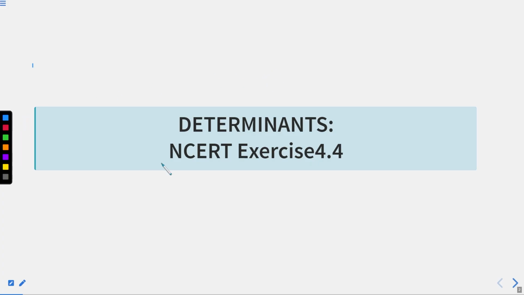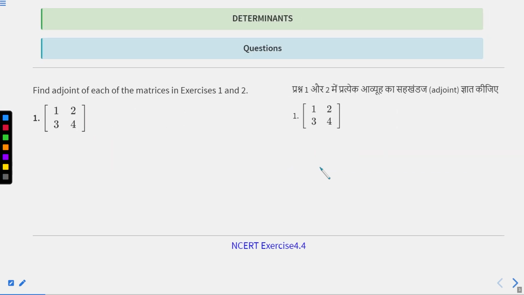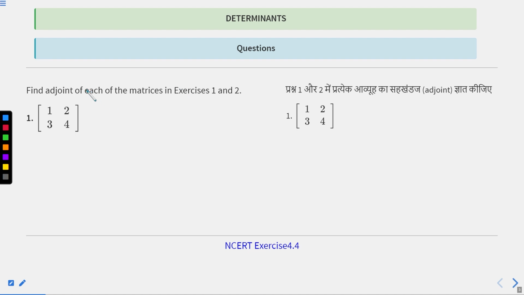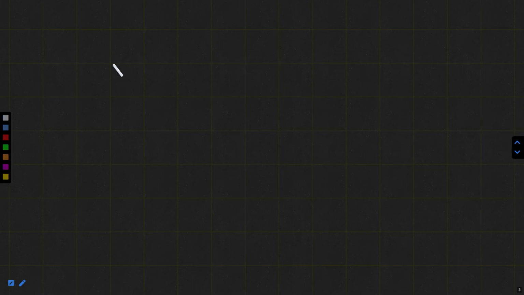Today we will be seeing NCERT exercise 4.4 solutions. So let's jump right to our first question of this exercise. The first question says that we have to find the adjoint of each of the matrices. So, very easy. Adjoint of 2 cross 2 matrices.